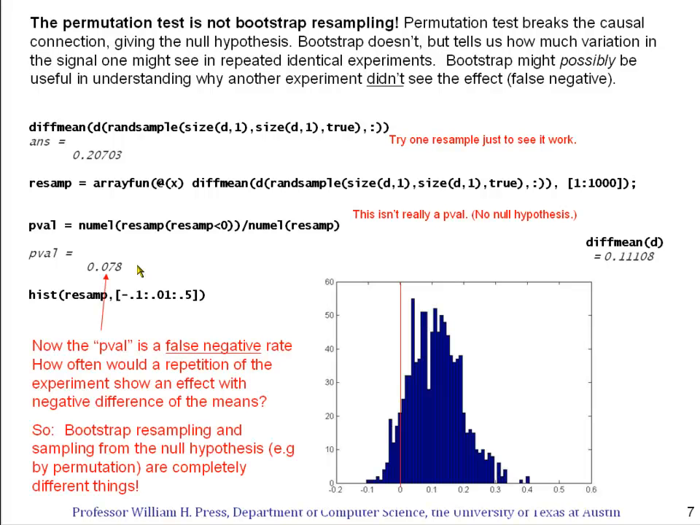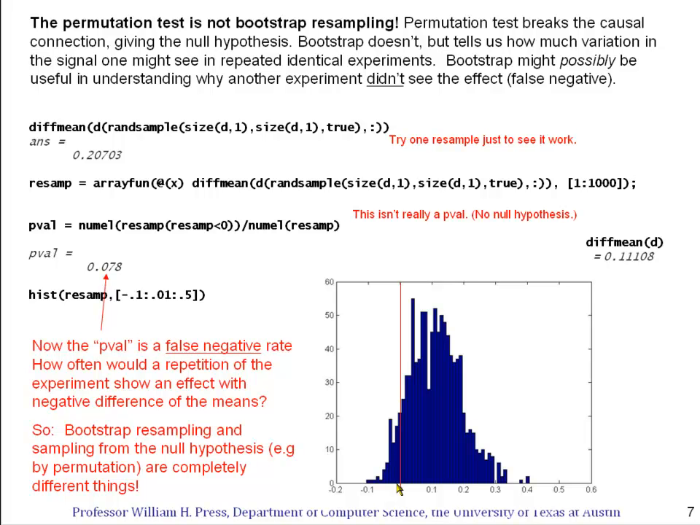Let's see the histogram here. The histogram looks like this. The value for the real data, which is going to be roughly the center of the bootstrap distribution, was up here at about 0.11. And we see that to the left of what I've drawn as a red line at 0, to the left of here, this contains 78.8% of the data.